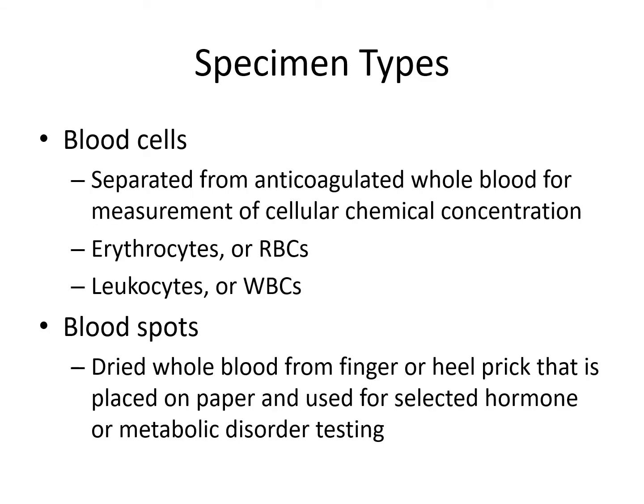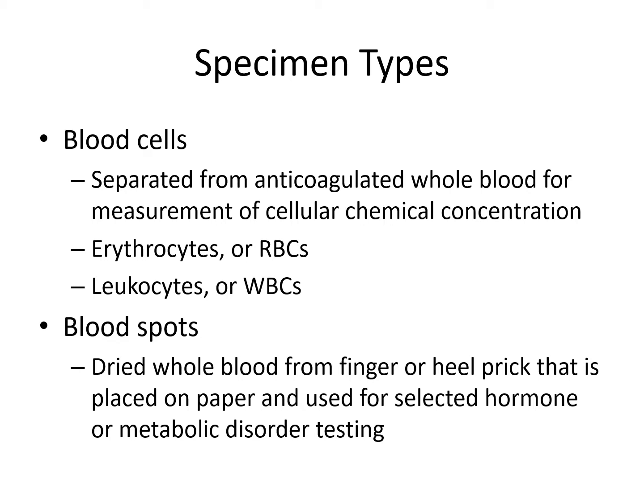Looking specifically at blood cells, these are separated from anticoagulated whole blood for measurement of cellular chemical concentration, which is a fancy way of saying we want to know how many of these are actually in our blood. We do this by measuring the amount in the sample, and then we can estimate this to the rest of the body. So we have our erythrocytes, which are our red blood cells, and our leukocytes, which are our white blood cells.